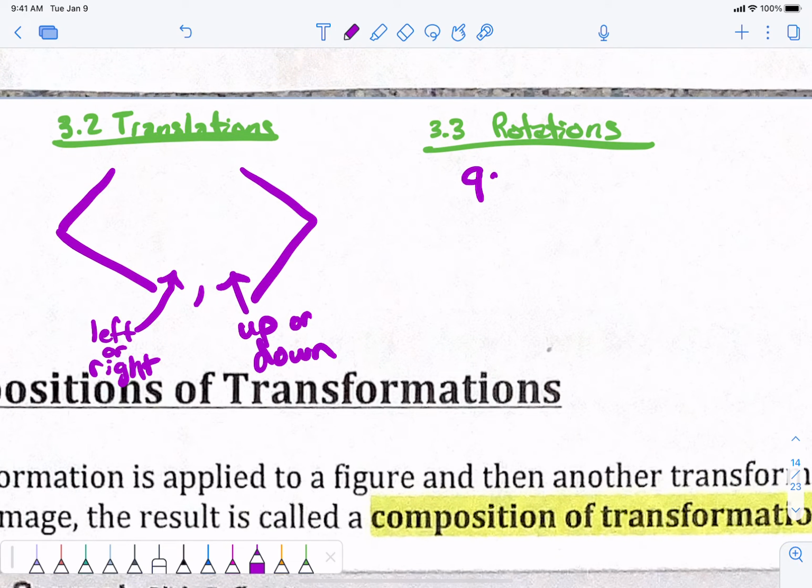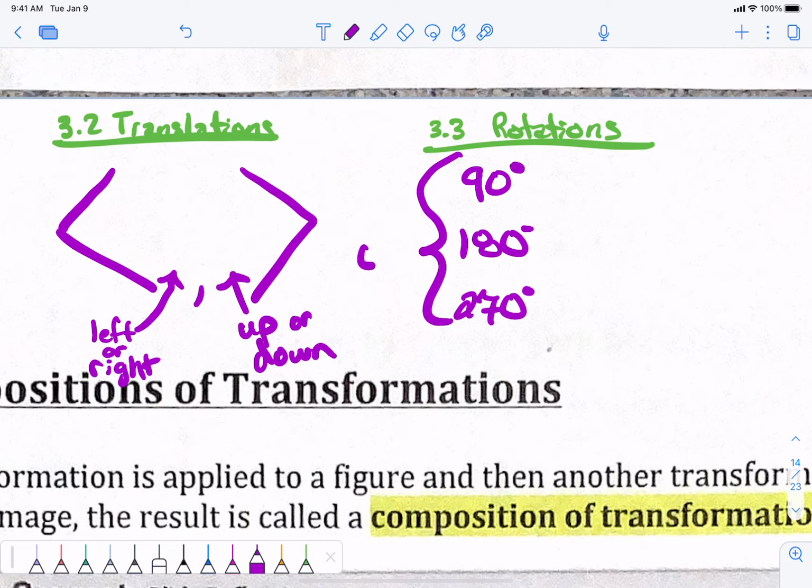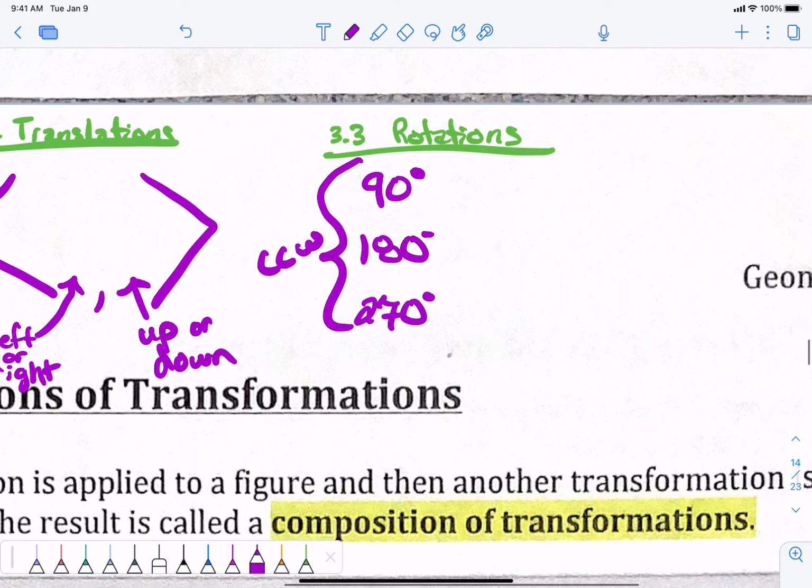And then section 3-3 is rotations. So we had a 90-degree rotation, a 180-degree rotation, and a 270-degree rotation. And each one of these rotations is counterclockwise. CCW is what they'll write for short. Counterclockwise. All right, so let's write out what you do to each coordinate when you have 90, 180, 270.